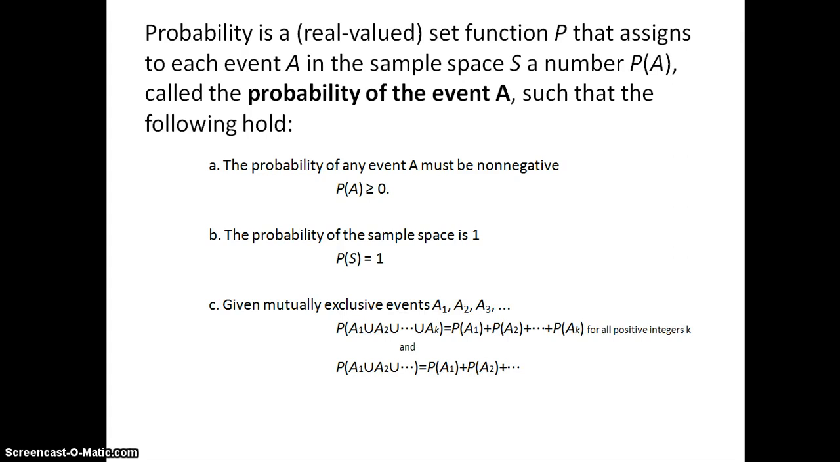The third property is that if we have mutually exclusive events, the probability of their union can be found by adding up the probabilities. So if we have a finite number of mutually exclusive events, then we can add up their probabilities. And if we have an infinite number, we can take this infinite sum and add the probabilities to find the probability of a union. So if we have mutually exclusive events, we can find the probability of the union by adding up the probabilities of the individual events. This is the basic idea here.